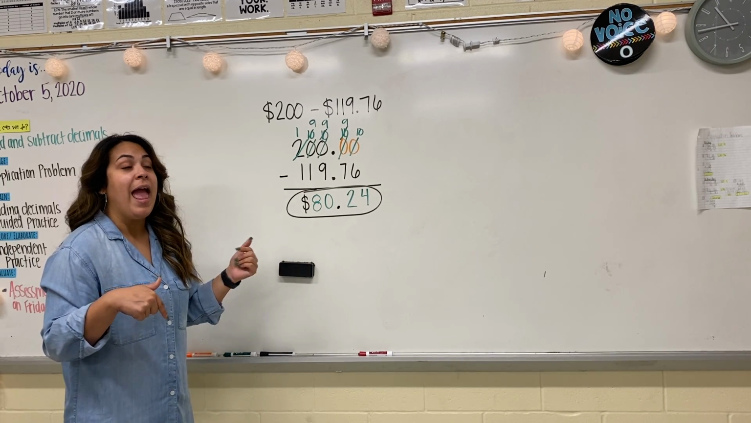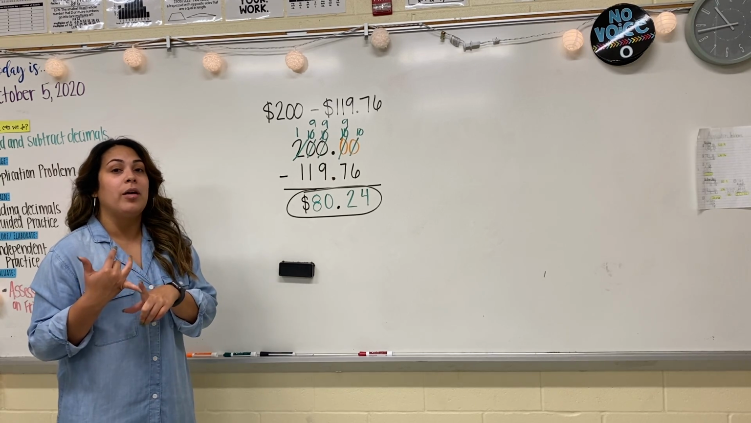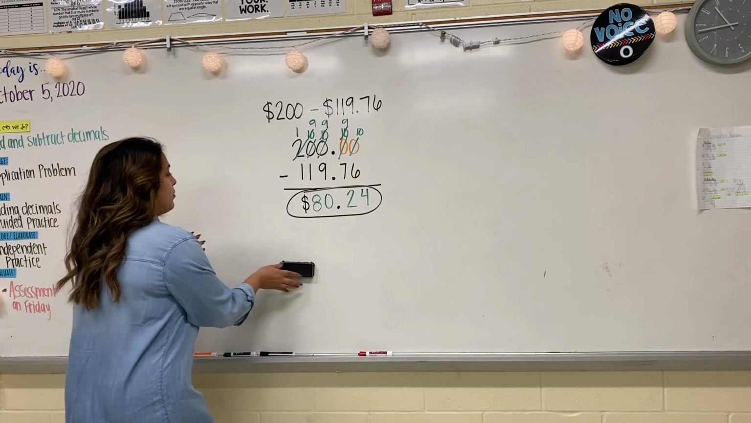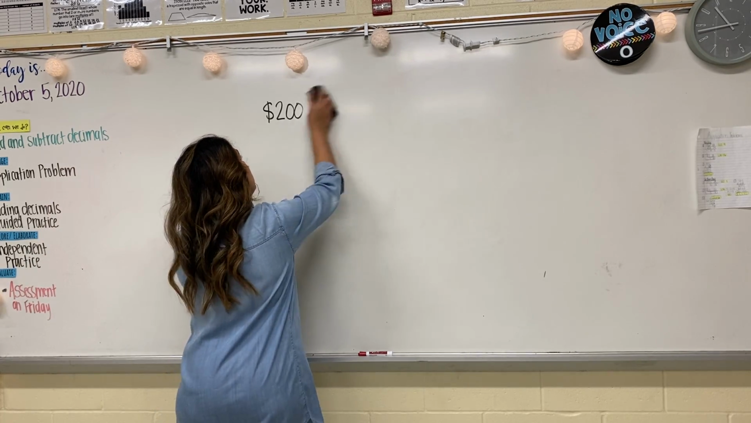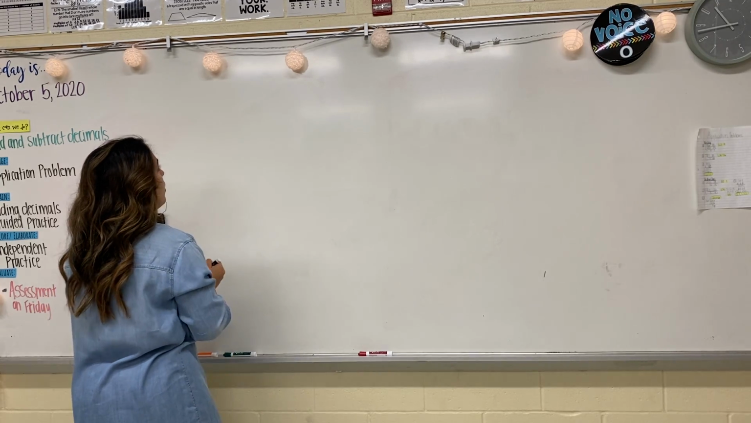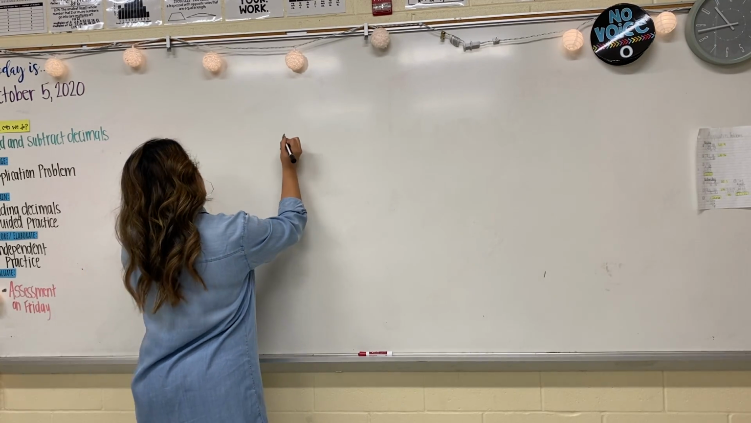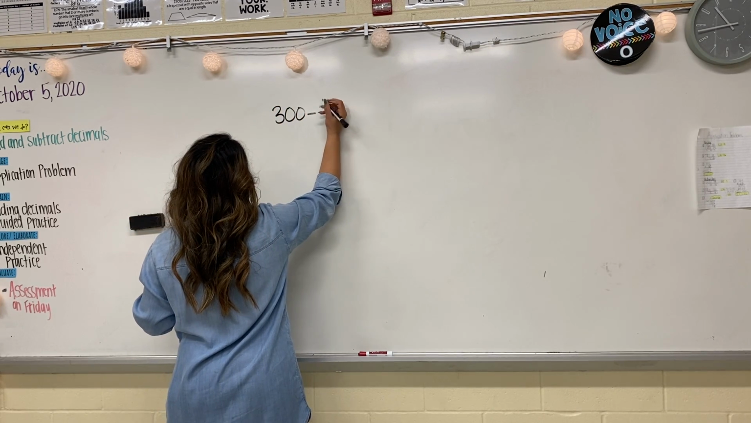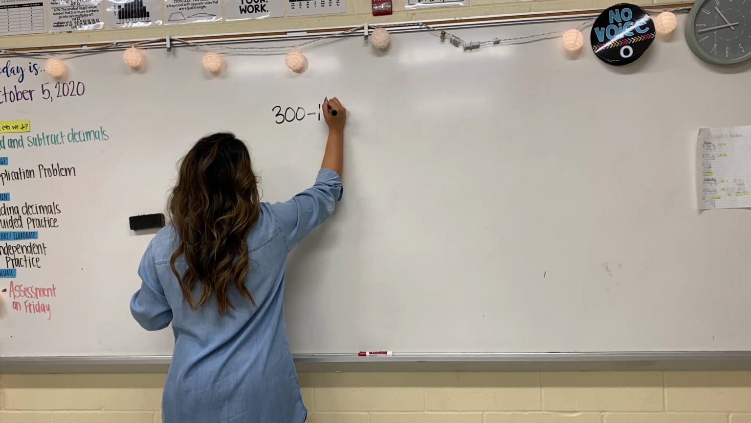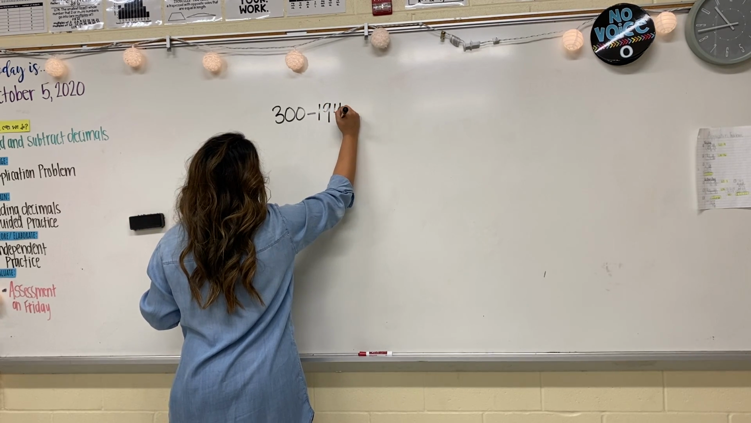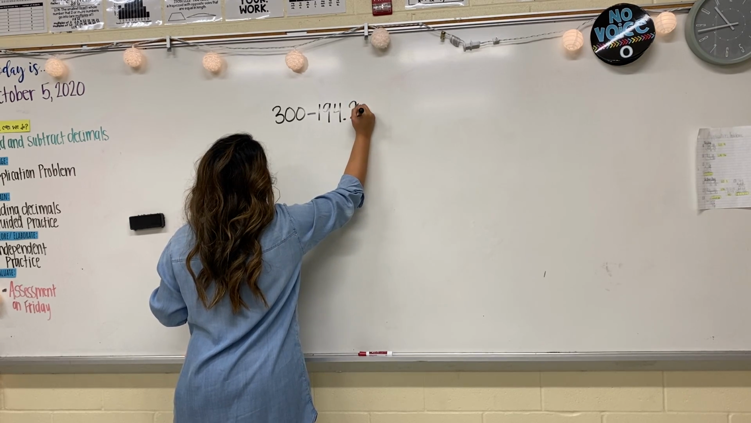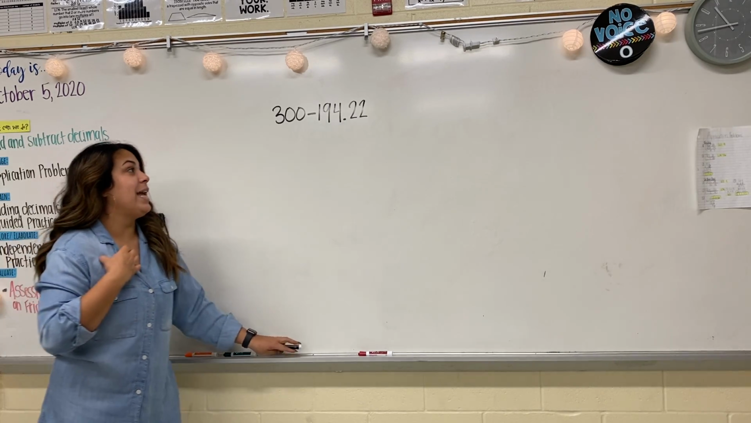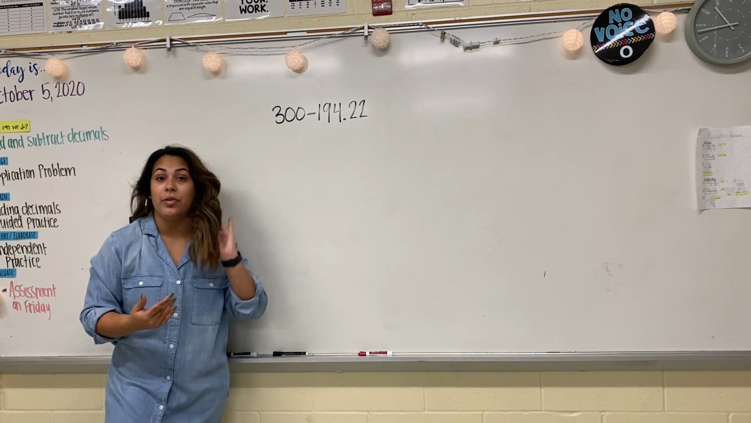So now I'm going to give you one problem to do just like how I did yesterday. If you tell me the answer, either through email or a comment on this assignment, I will give you bonus points on your test Friday. So you're going to do 300 minus 194 and 22 hundredths. This is the problem you're going to do by yourself, and again, you're going to send me your answer so you can get bonus points.